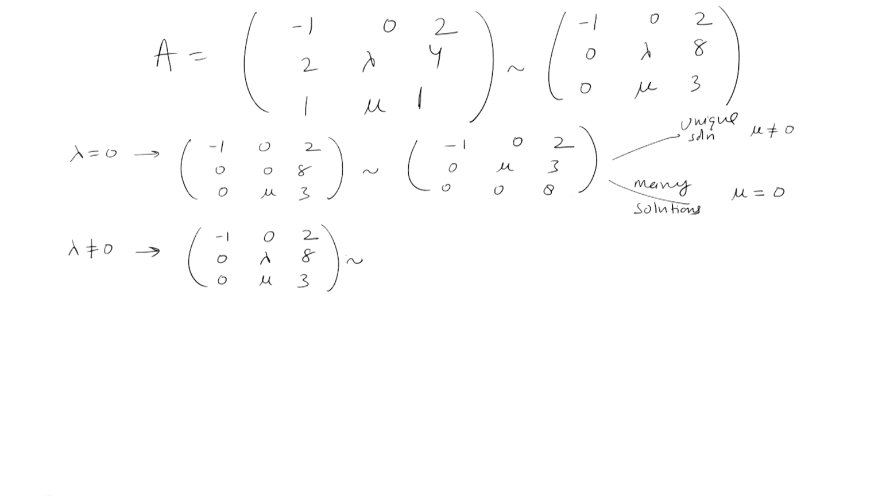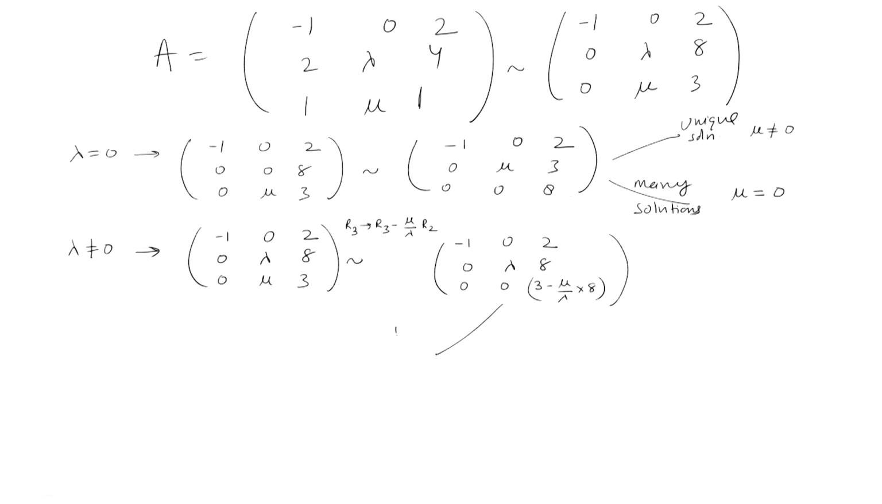Now, you can apply one row operation here. You can replace R3 by R3 minus mu by lambda times R2. So, what you will obtain? It is minus 1 0 2, it is 0 lambda 8, it is 0 0, it is 3 minus mu by lambda times 8, because we want to convert this into its echelon form.